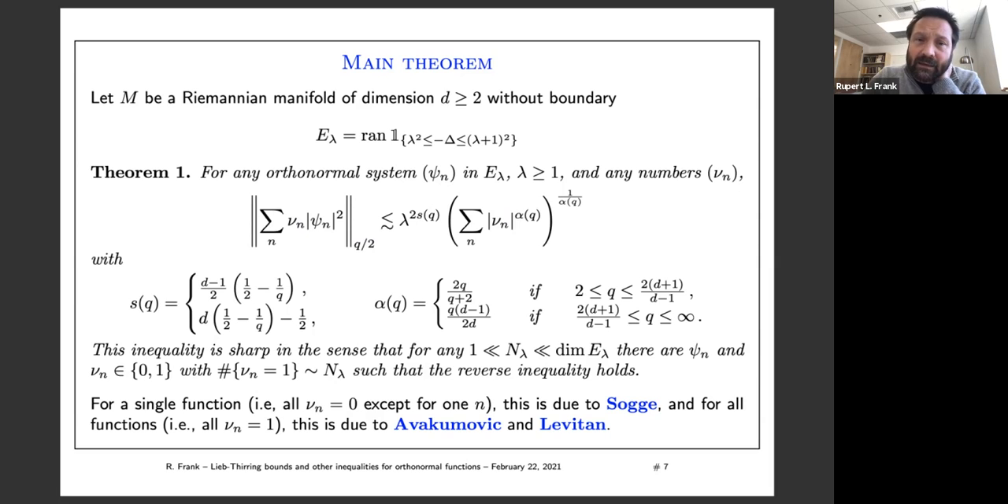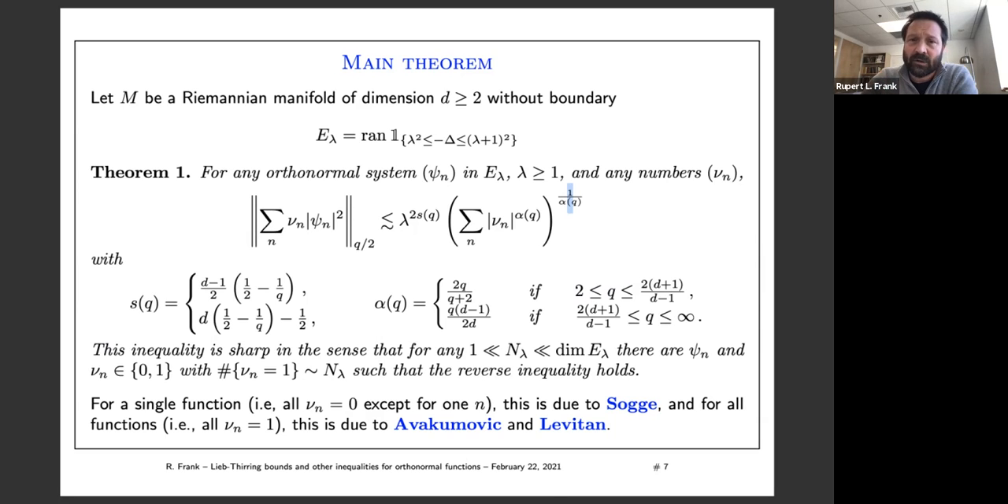And then we got, first of all, lambda to the 2sq. So sq, that's Sogge's exponent. I told you that there's a transition at a certain value of q. So this number 2 times (d plus 1) divided by (d minus 1): above that number, we have localization at a point. Below that number, we have localization along a geodesic. And there's another exponent now coming, the 1 over alpha q exponent. That's the exponent of capital N that we talked about before all the time.